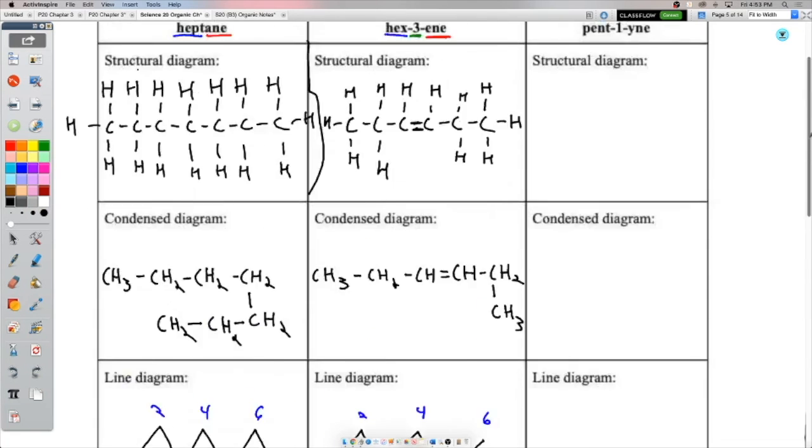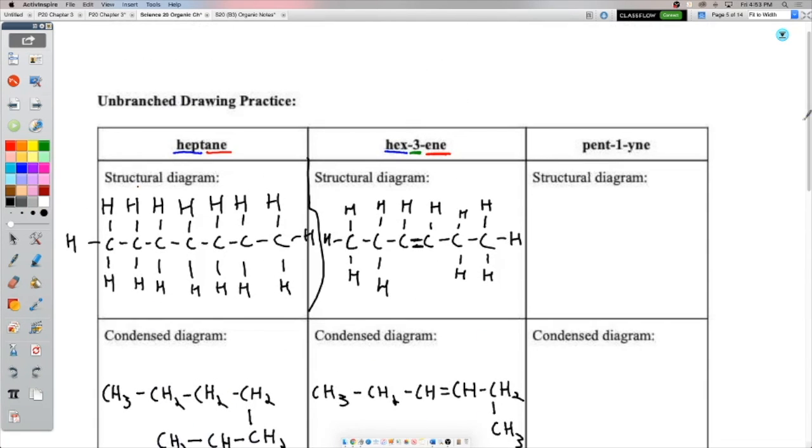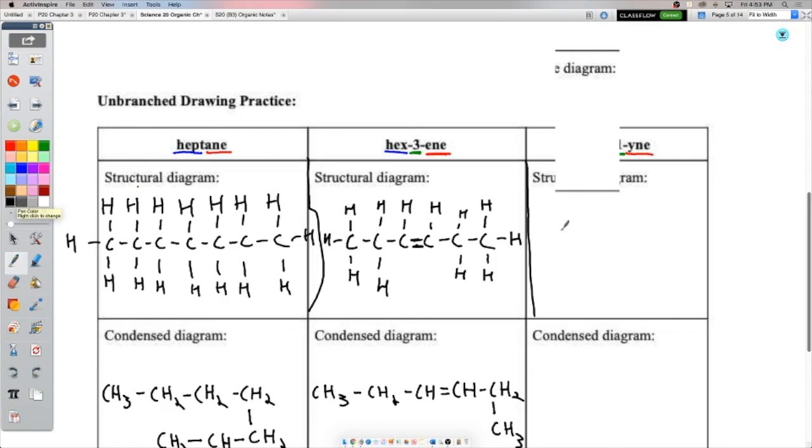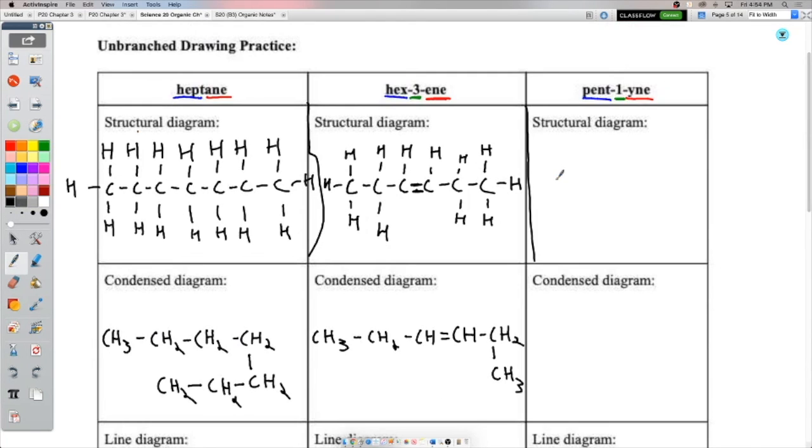Okay, time for pent-1-yne. Again, pent tells us how many carbons are in the parent chain. Yne, the ending, tells us if there are any doubles or triples. Yne means triple, and 1-yne just tells us where the triple is. It's on the 1st carbon. So let's draw pent-1-yne. Start with your 5 carbons, just single bonds to start with, and then we can add the triple when we need to. So 1, 2, 3, 4, 5 for pent.